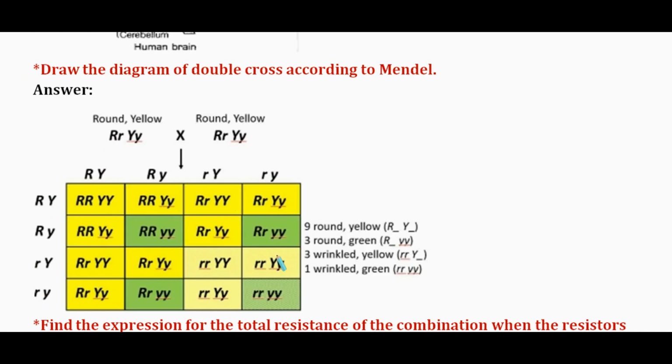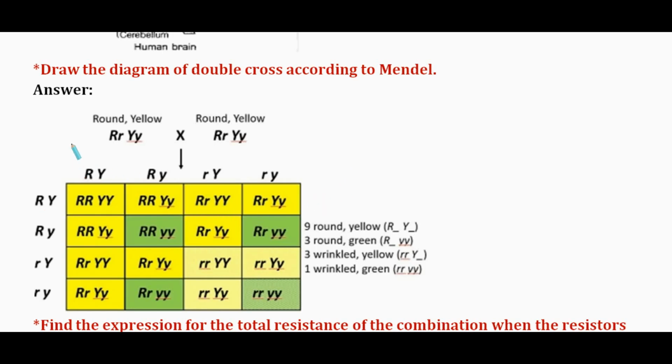Now combine them to form a checkerboard. This is capital R, capital Y, this is also capital R, capital Y, so it forms RRYY. Similarly, these patterns can be formed. You can practice it and form the checkerboard.